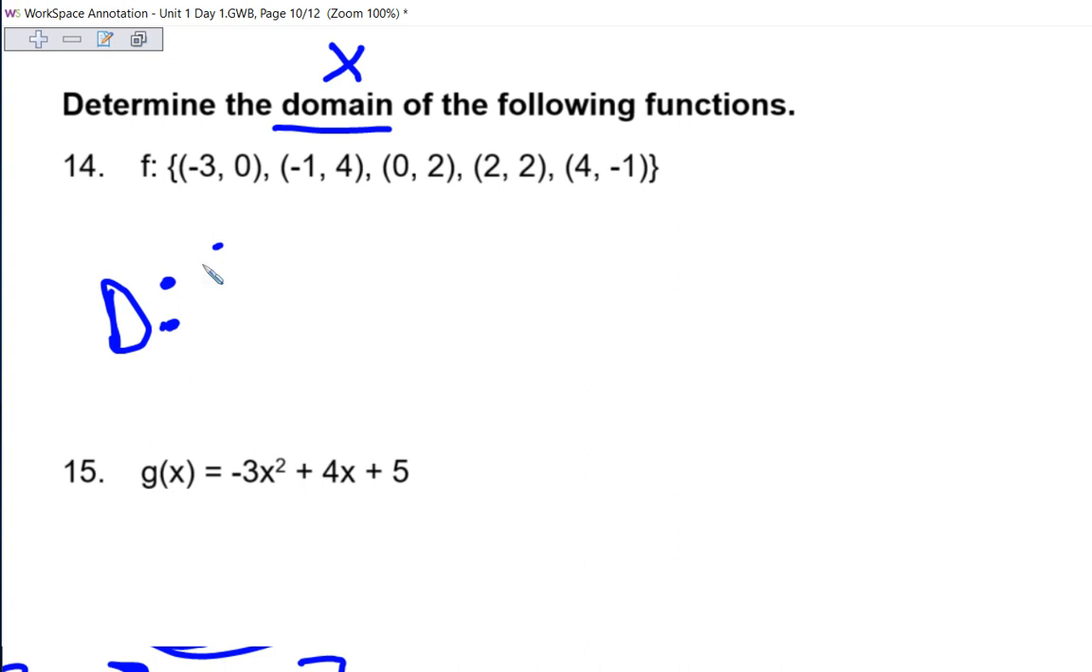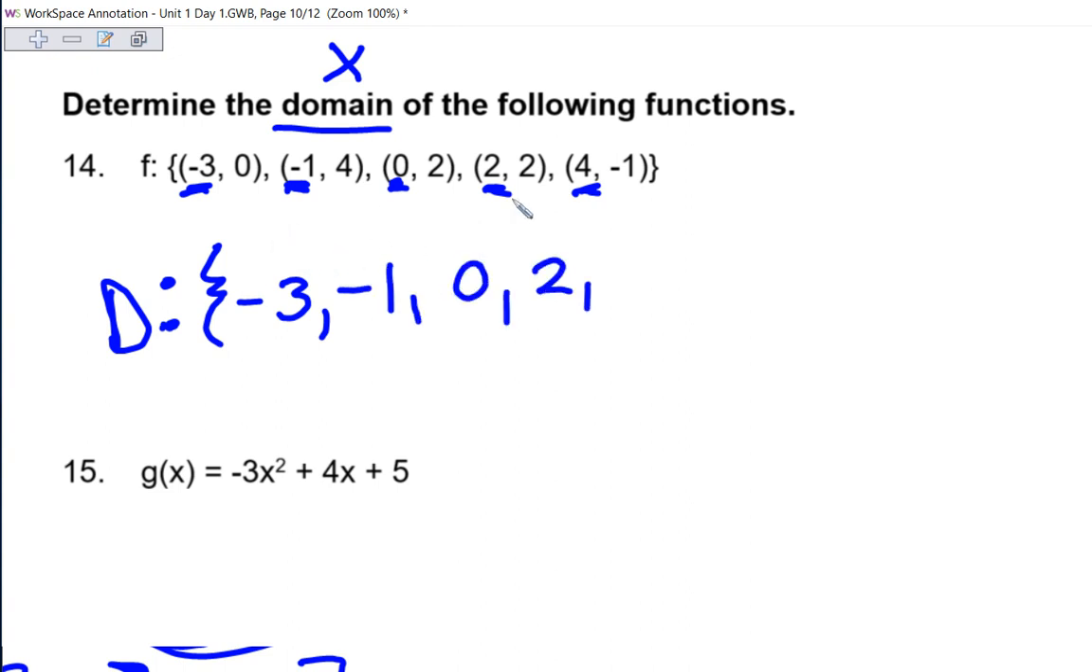So my x values, all of these are ordered pairs. So the x values are just the first numbers. We have a negative 3, a negative 1, a 0, a 2, a 4. All of those are the domain values. Now they're already listed least to greatest, so just copy them down. We have negative 3, separate each one with a comma. So negative 3, negative 1, 0, 2, and 4.